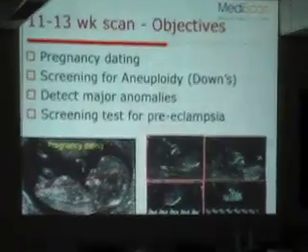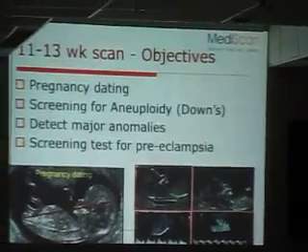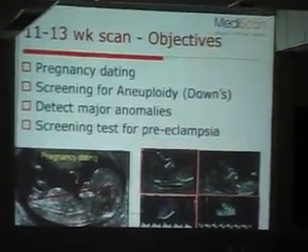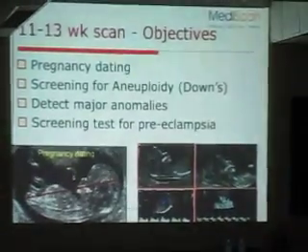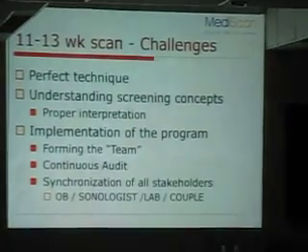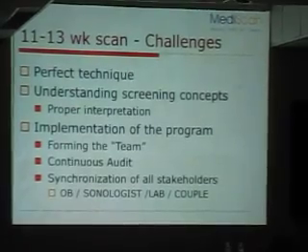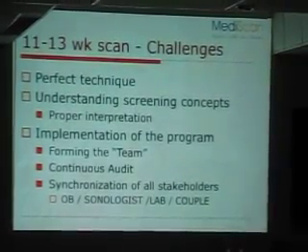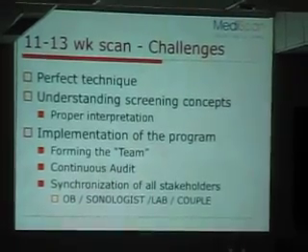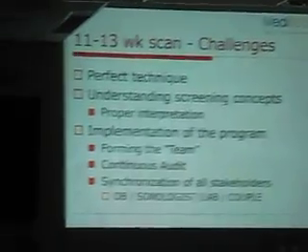Now the objectives are pregnancy dating, screening for aneuploidy, especially Down syndrome, detecting major anomalies, and possible evaluation of a screening test for preeclampsia. So here you can see pregnancy dating and then all the aneuploidy markers which are there. The challenges are that the technique has to be absolutely perfect for this. There is no compromise on the technique, especially when you do the nuchal translucency. We need to understand screening concepts, because once you say nuchal translucency, you are actually entering into a different area of patient management, which is called screening.